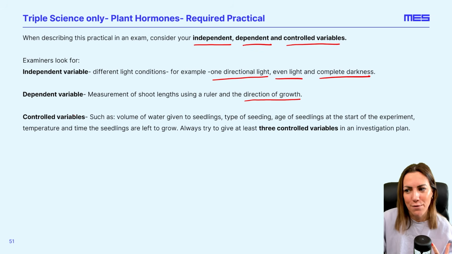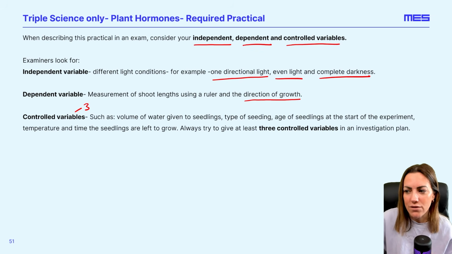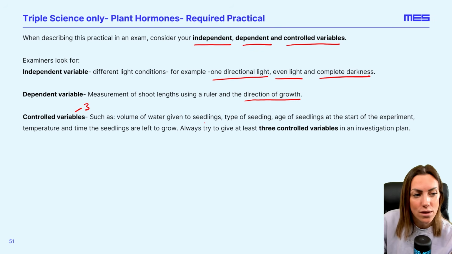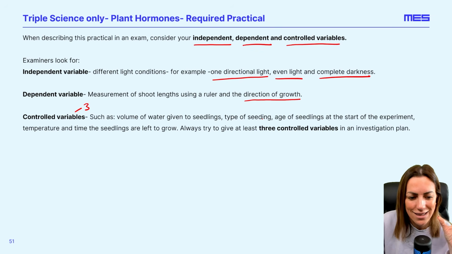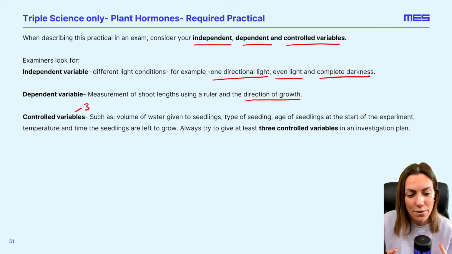Control variables, remember, we need to give at least 3. So if you've got 3 Petri dishes of seedlings in 3 different light conditions, what would you have to keep the same so that it did not affect their growth and you got valid results? Well, same volume of water on the cotton wool, same type of seedling, so all cress seedlings or all grass seedlings, same age of seedlings at the start. So are you going to use a seedling that has already started to germinate and grow, or are you going to use a seed that has not yet started to germinate? You need to start them off at the same point.